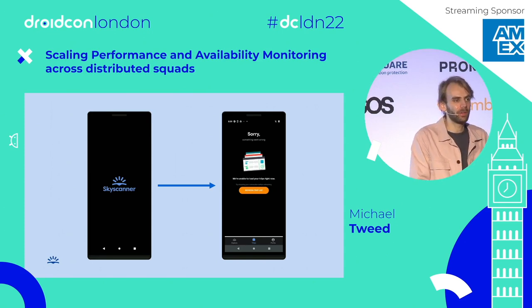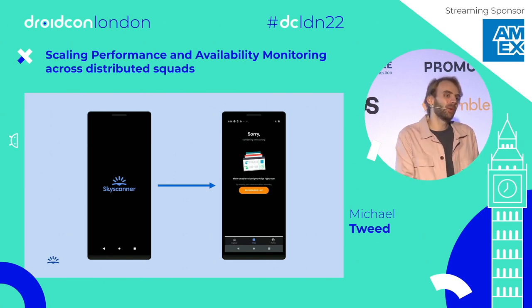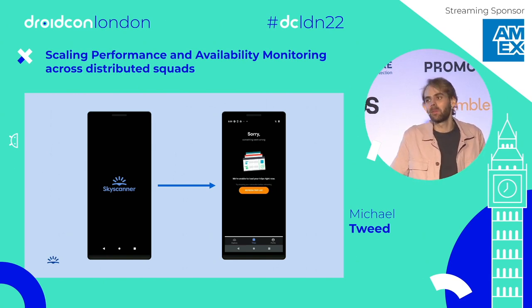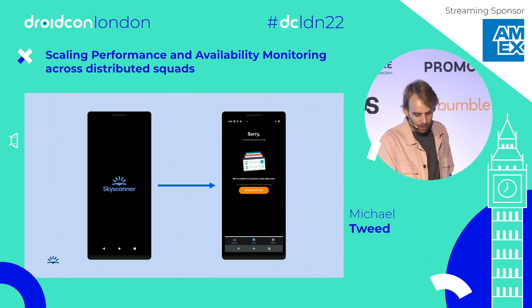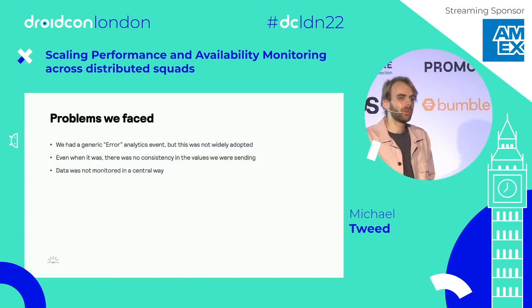You could have to wait until you actually get social media complaints or customer service of people saying, oh, it's not working, and the default is, well, is it your network? And in a lot of cases, it's not. So we were facing problems around this at Skyscanner, and how do we actually track these sort of errors?